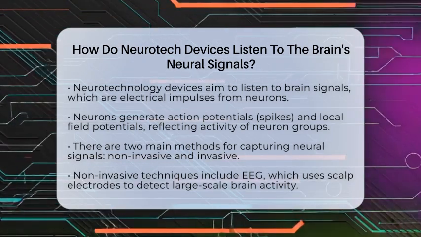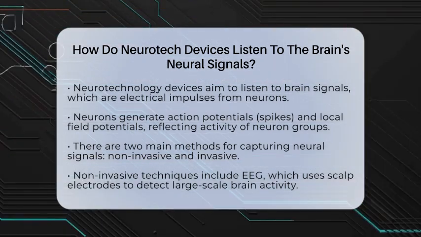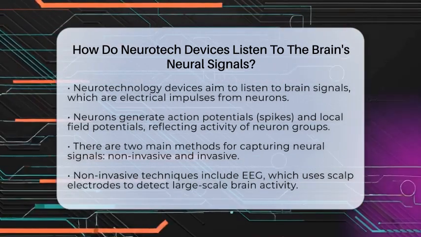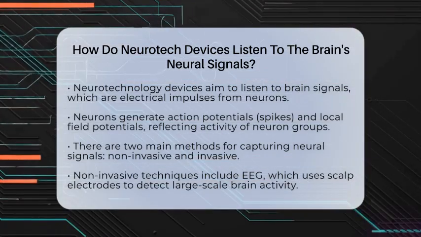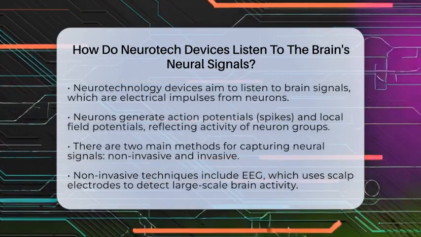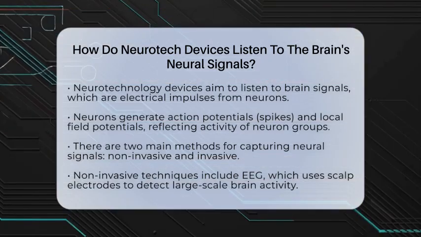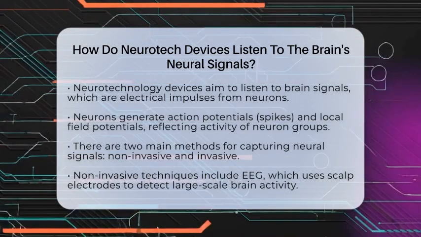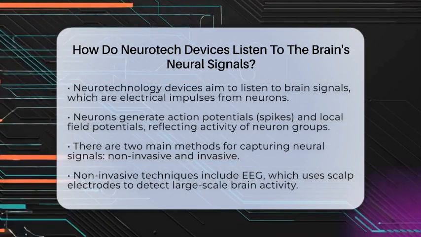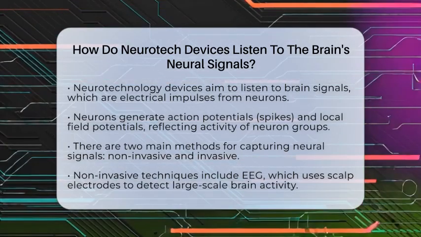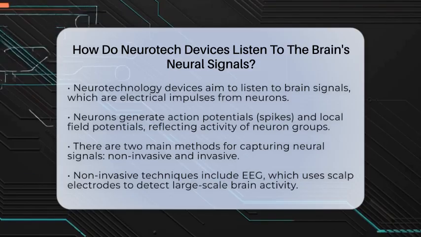These impulses are called action potentials or spikes. Along with these quick signals, there are slower fluctuations called local field potentials, which reflect the activity of groups of neurons working together. Neurotech devices pick up these signals and turn them into data that computers can analyze. There are two main ways these devices capture neural signals.